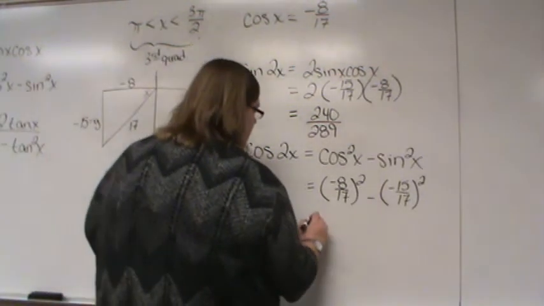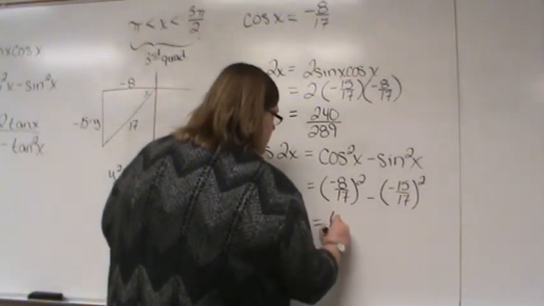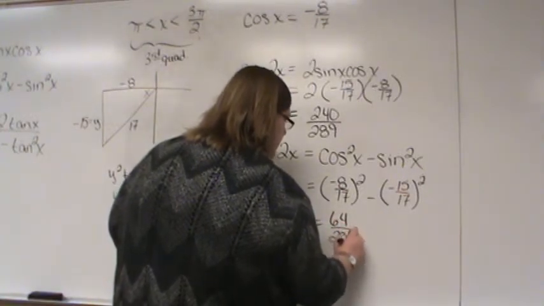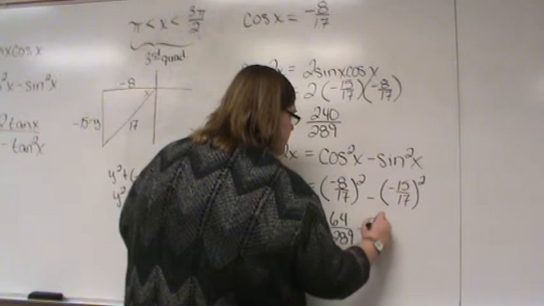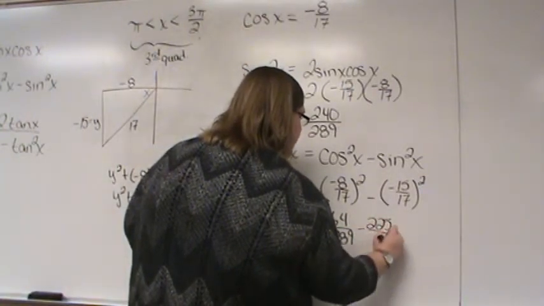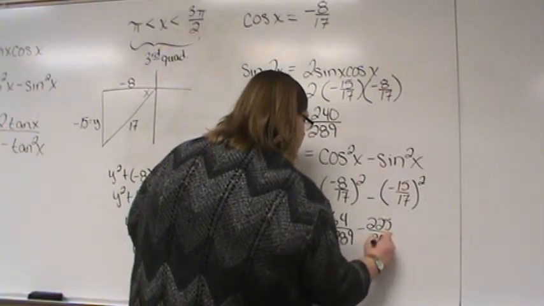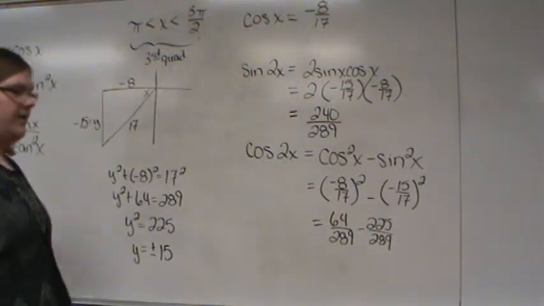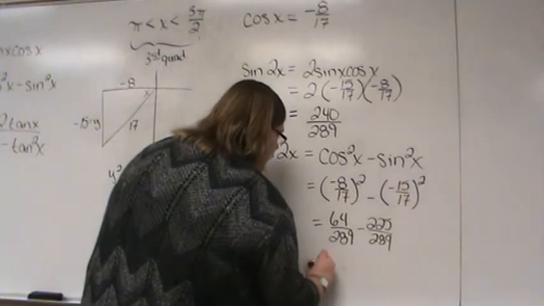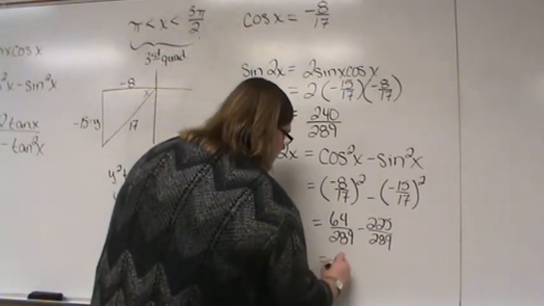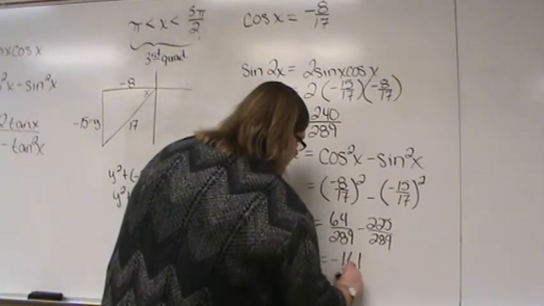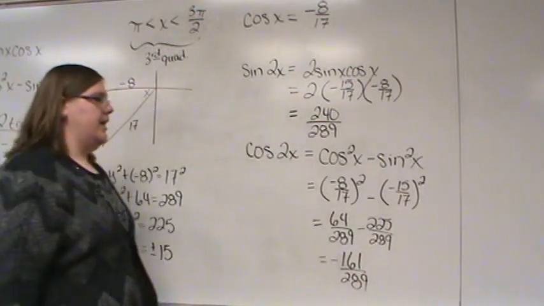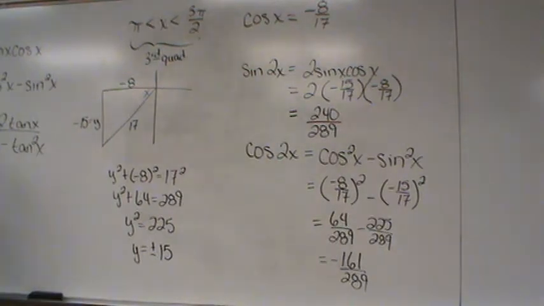So you're going to get 64 over 289 minus 225 over 289. And when we simplify our fractions, or combine our fractions, I should say, you get negative 161 over 289.